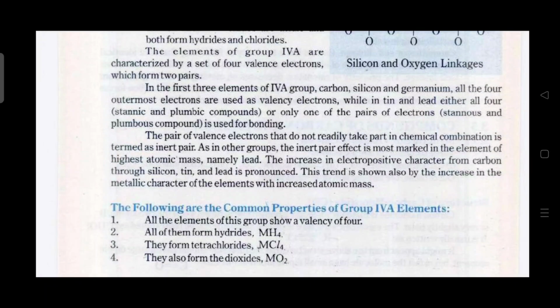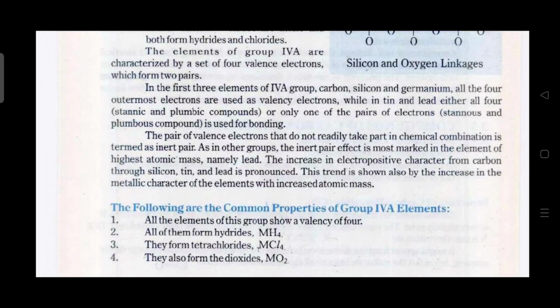The general formula of Group 4A element hydrides is MH4. They react with oxygen to form monoxides and dioxides. The nature of these dioxides changes from acidic to amphoteric and then to basic down the group.